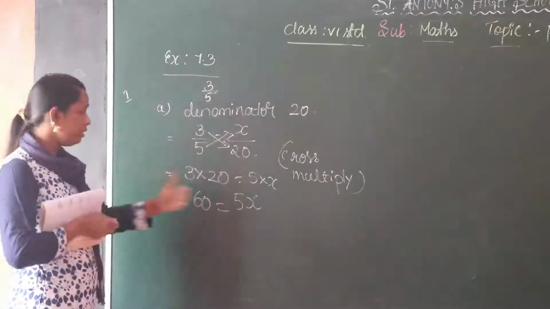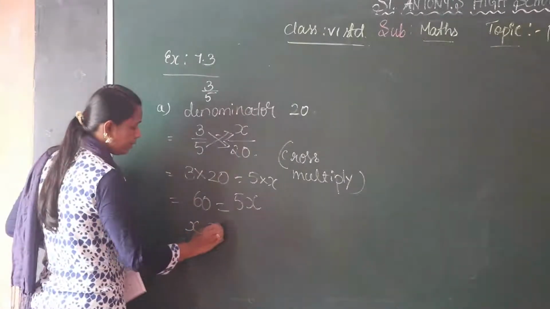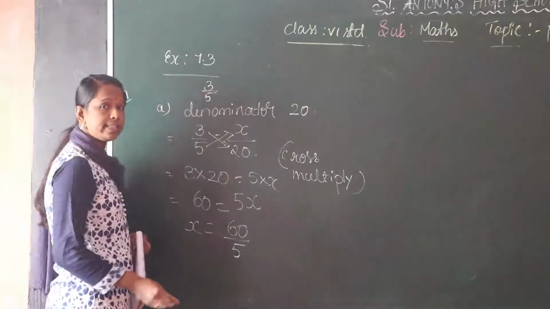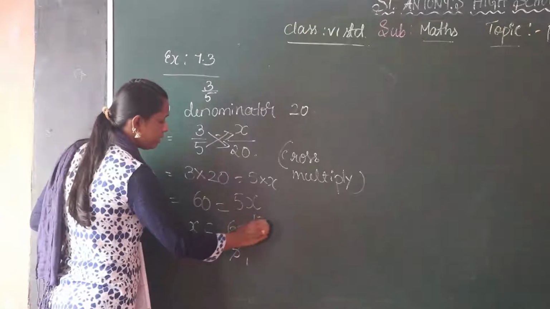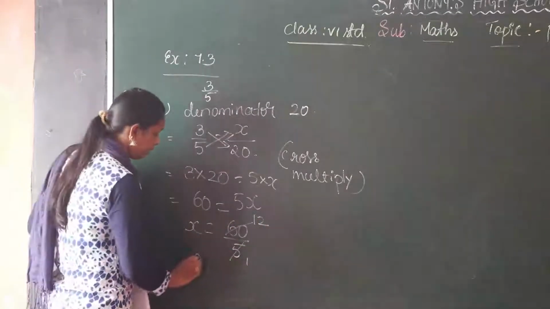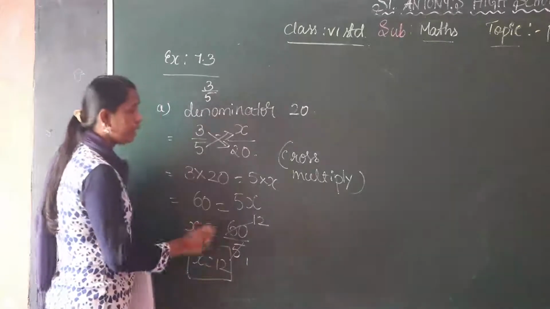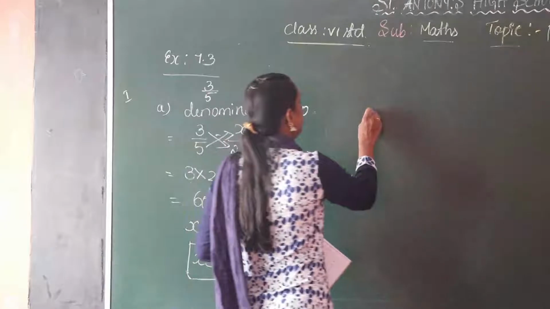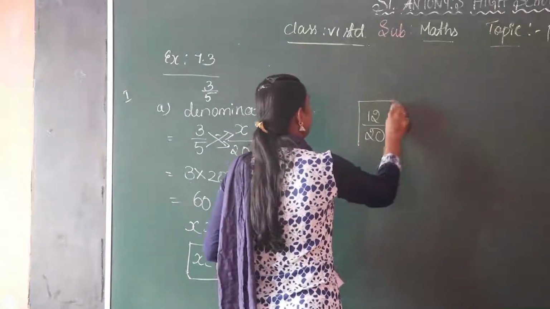So we have to take 5 from the left side. x is equal to 60 by 5. 60 by 5: 5 ones are 5, 5 twelves are 60. Therefore, x is equal to how much? 12. So now we can write the numerator, 12. So the given fraction is 12 by 20.